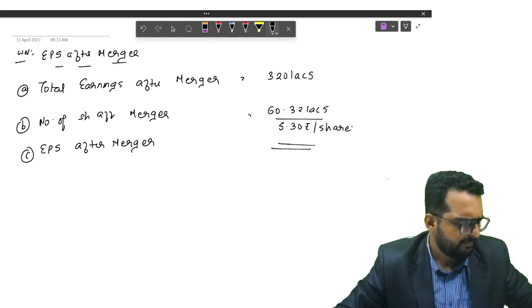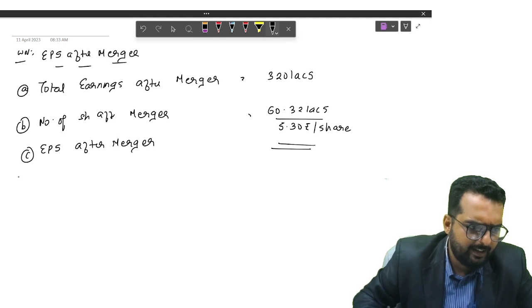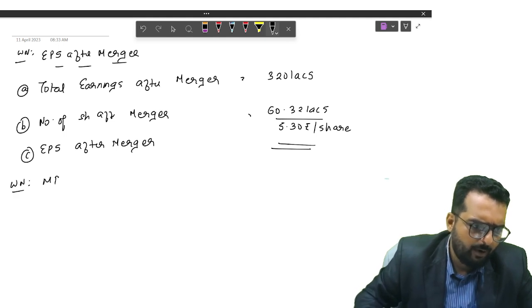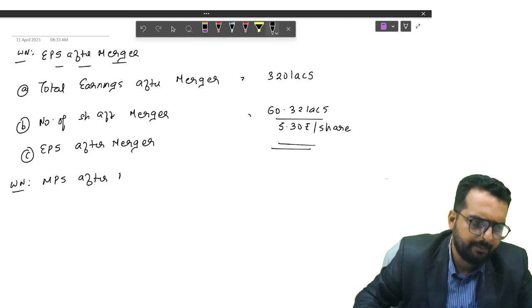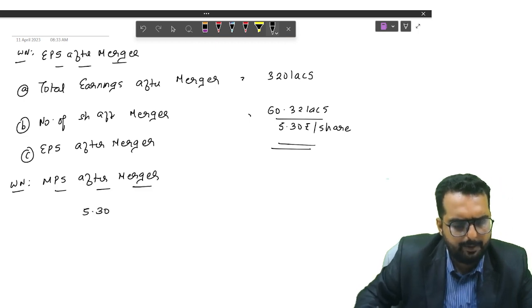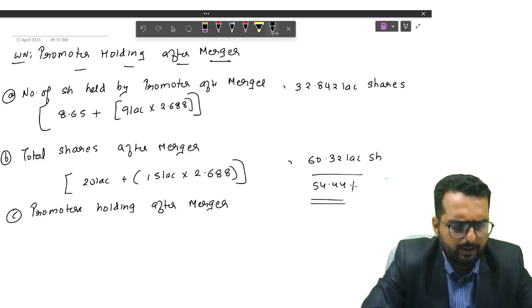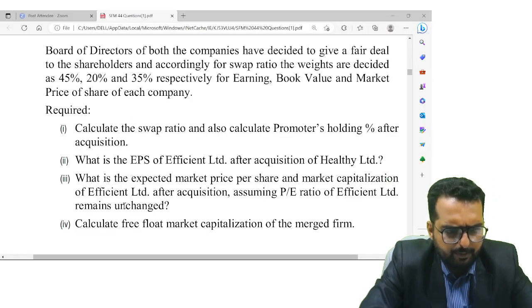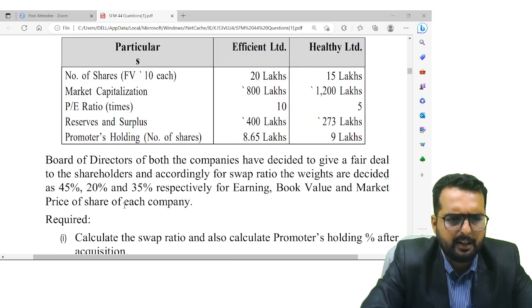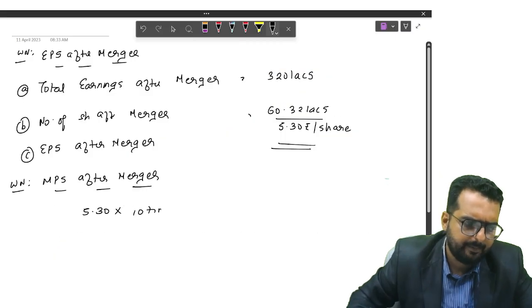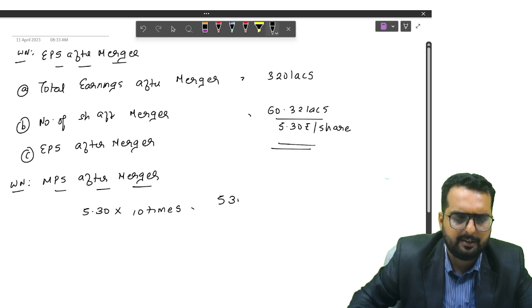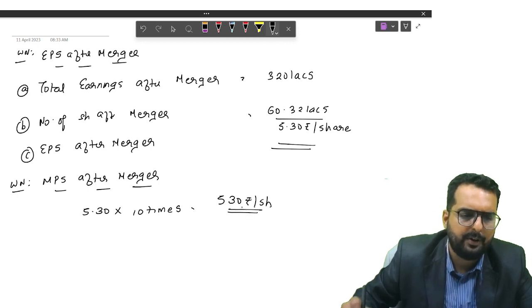You get the answer as 5.30 rupees per share. Am I right? Okay. So once you get this as the EPS, can I also go and find out the MPS after merger? How will you work out the MPS after merger? 5.30 into the PE ratio of the acquiring company. So what was the PE ratio of the acquiring company already given in the question, right? I think they have given it as 10 times. So you'll get the answer as 530 rupees per share.